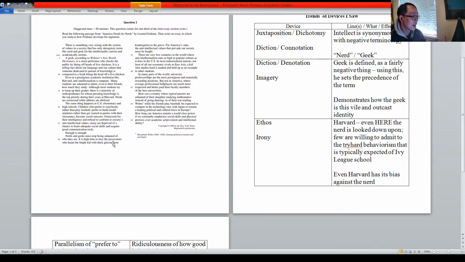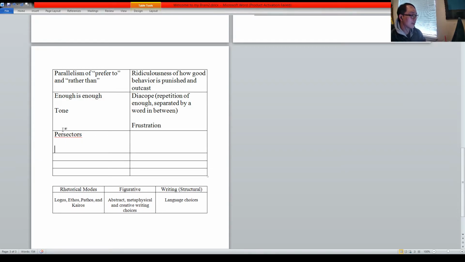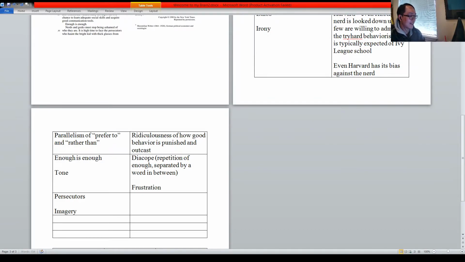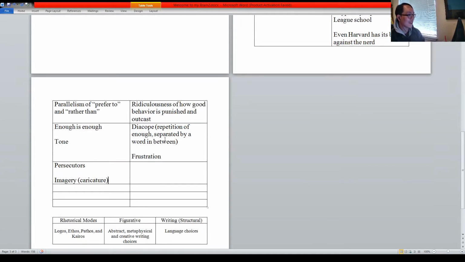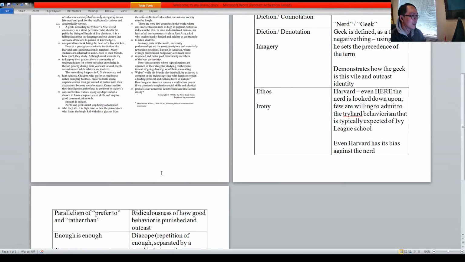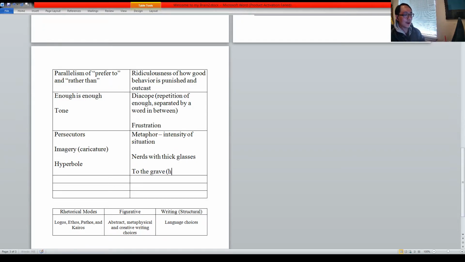We have a couple of figurative language pieces in here. Persecutors. Wow, that's a strong word here. Persecute, oh, my bad, I missed it. We have a little bit of imagery with the kid with the thick glasses, so it's a little bit of a caricature. And we also have from kindergarten to the grave. It's a little bit of hyperbole, but it's kind of true, right? These kids eventually get harassed their whole lives, essentially, the nerds. Persecutors could be hyperbole too, but making a comparison, maybe it's a metaphor, to show the intensity of the situation. We have imagery of the nerds with thick glasses, and we also have hyperbole, to the grave, just to show how extreme it really is.